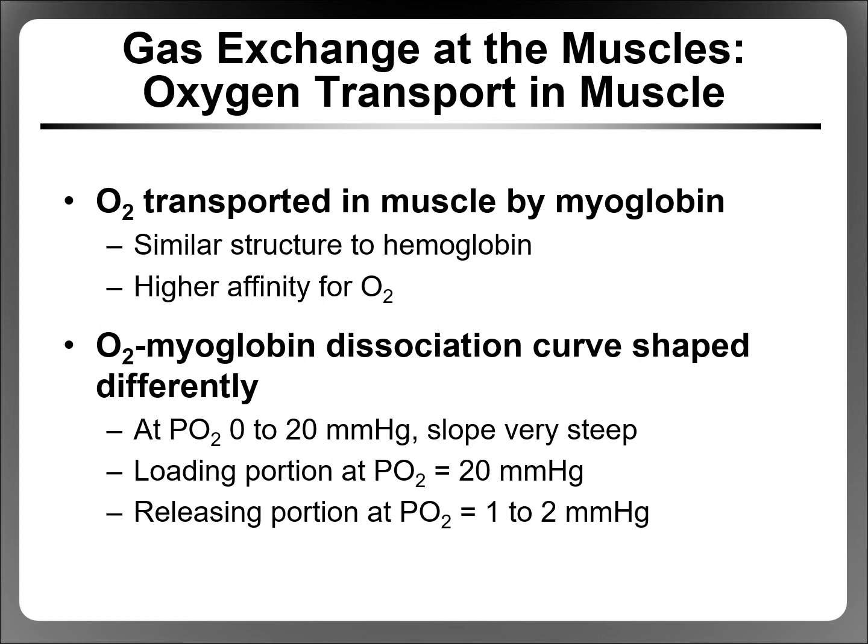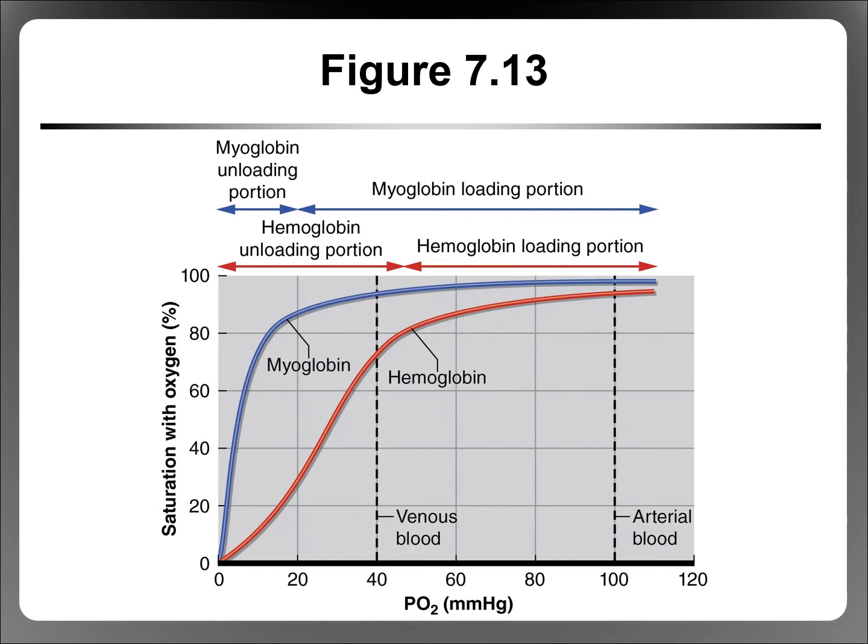So this oxygen to myoglobin dissociation curve is going to be shaped very differently than the hemoglobin curve. The pressure of oxygen is going to be somewhere between 0 to 20, and it's going to be very, very steep compared to our hemoglobin dissociation curve. So this means that our loading portion for PO2 is going to be around 20, and our releasing portion is going to be around 1 or 2 millimeters of mercury.